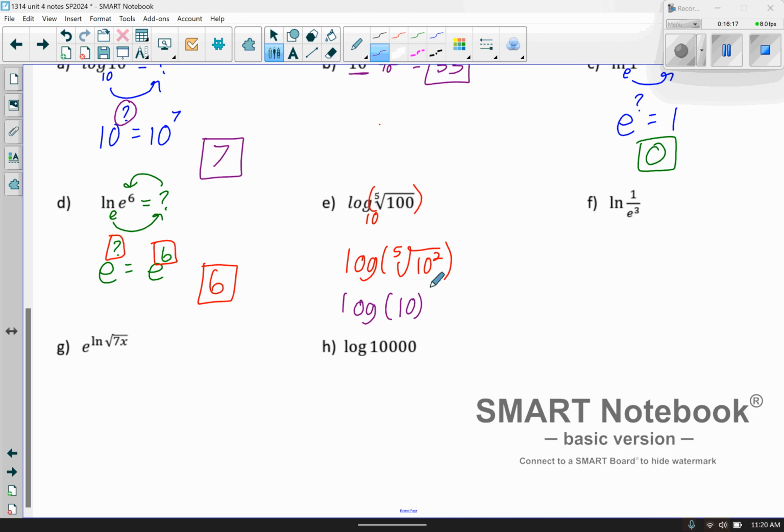All right, so same thing kind of with F. We're going to kind of play around with this because I have a natural log, which is base e. So if I could somehow manipulate this into a base e, that would be really helpful. And so what I'm going to do is take the reciprocal of this, and so this will become e to the power of -3. And now the base of my log and what I'm evaluating match. So it's just going to simplify into what that power is right there, which is going to be -3. And that's the answer.